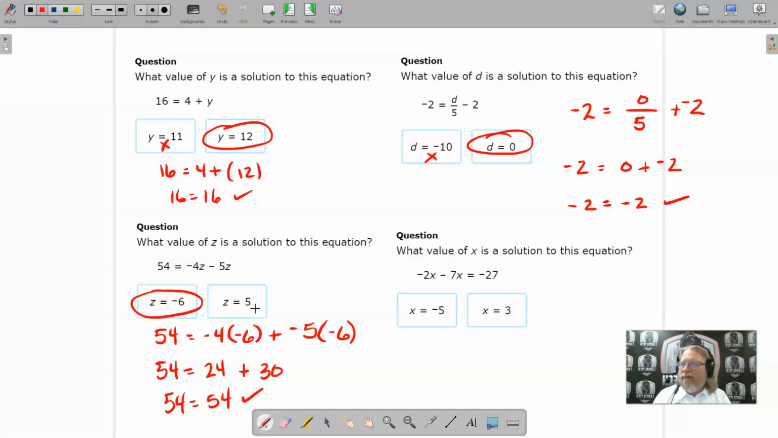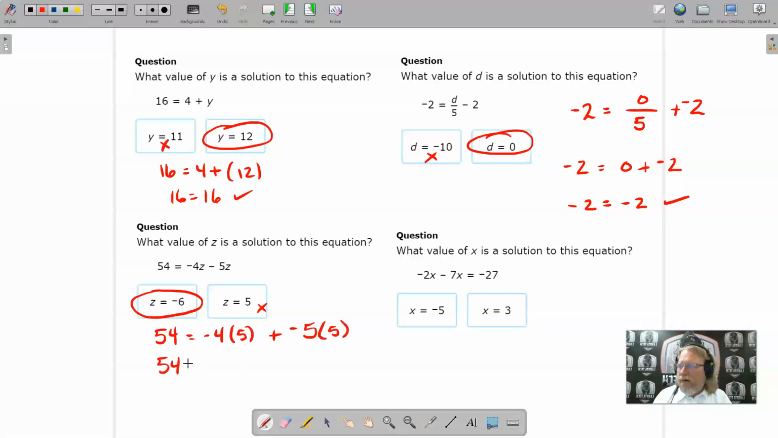If we plug in negative 5, we'll find out that that would be an untrue statement. There's only one correct answer here, so we'll go ahead and go with that and realize that z equals negative 5 is not it. But if I was being a thorough teacher, I would go ahead and work that out. So let's go ahead and do that. We'll clear that out there. And so negative 4 times 5, and negative 5 times 5.